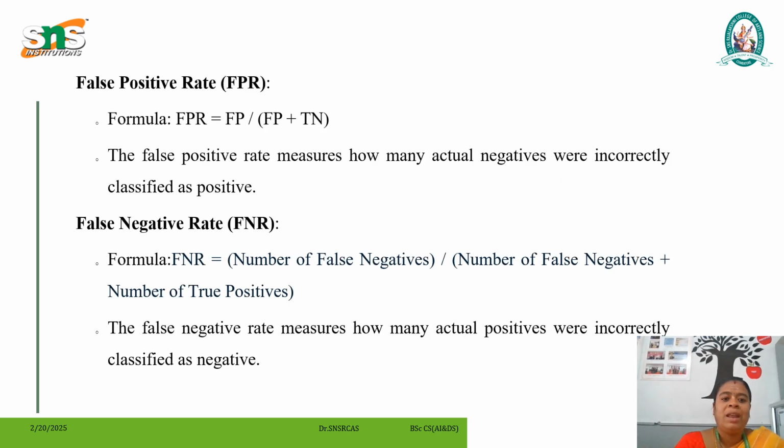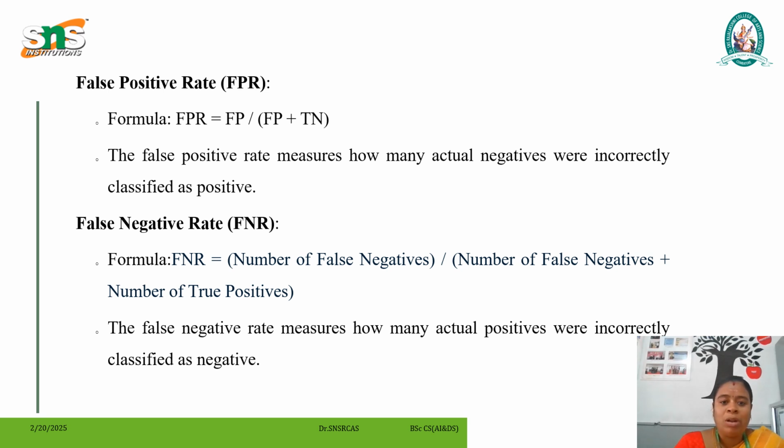Next one, false positive rate, FPR. Formula: false positive rate equal to false positive divided by false positive plus true negative. The false positive rate measures how many actual negatives were incorrectly classified as positive.